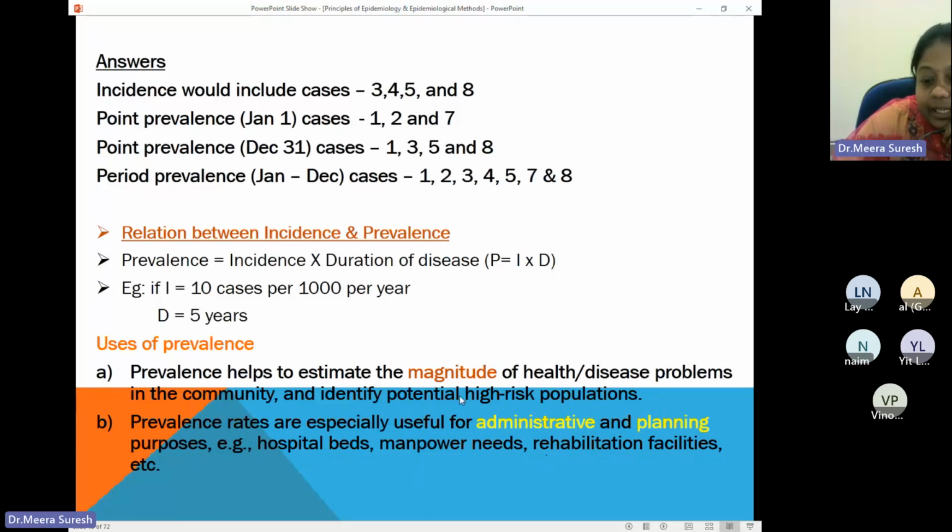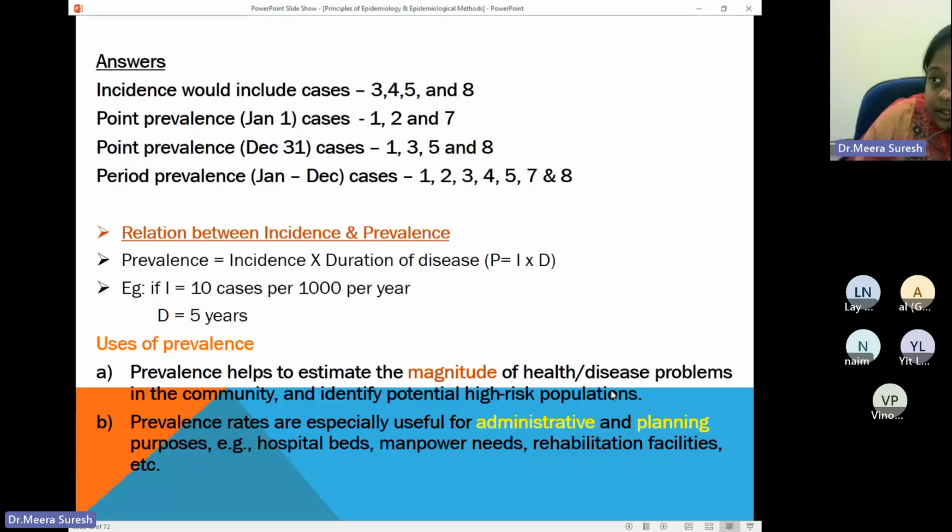So in case of prevalence, we get to know about the magnitude of a health or disease problem. Like when we say a particular disease, diabetes mellitus type 2, the prevalence of that disease is about 30 percentage. So you understand, out of 100, 30 people are affected by diabetes mellitus. So that gives a magnitude, and sometimes it can be as small as 2 percentage in case of some disease. So you understand, only 2 people are affected.